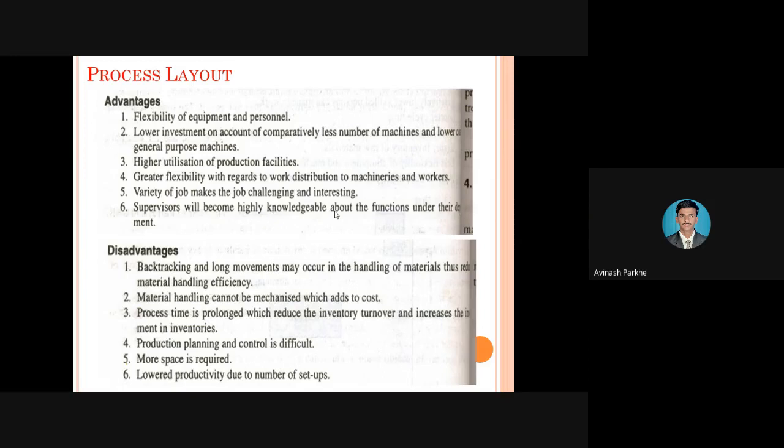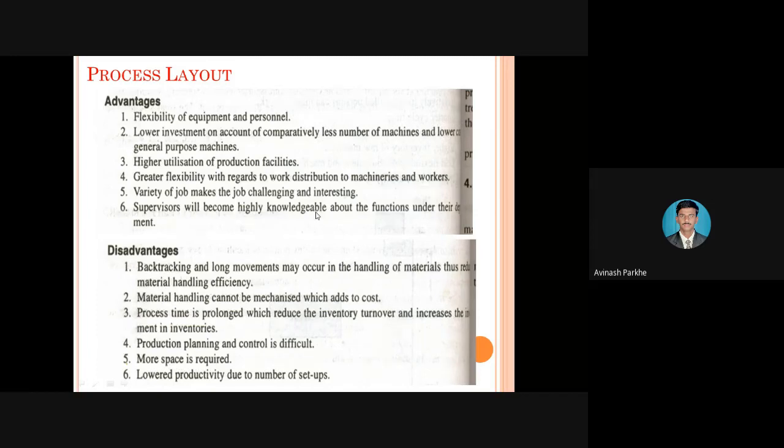For batch number 1, your product is totally different. Whenever the second batch is coming, the type of product will be different. When the third batch is coming, again the type of product will be different. That means a variety of jobs can be manufactured using this process layout. Then the supervisor will become highly knowledgeable about the function under development. If we are manufacturing a number of products using the process layout, your knowledge goes on increasing. Therefore, supervisors will become highly knowledgeable.